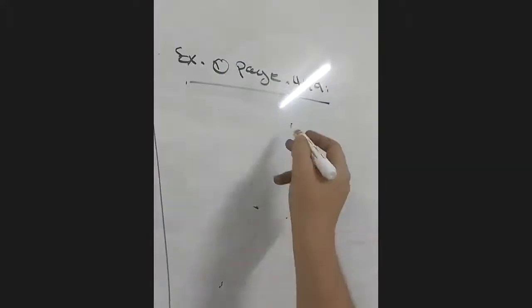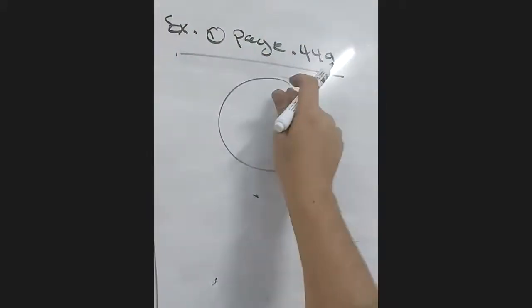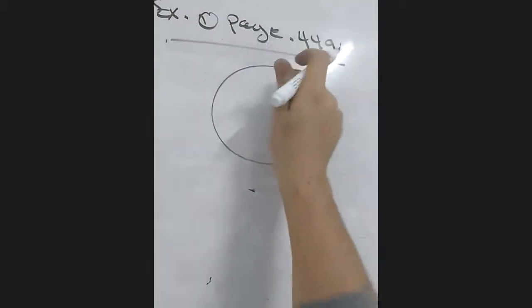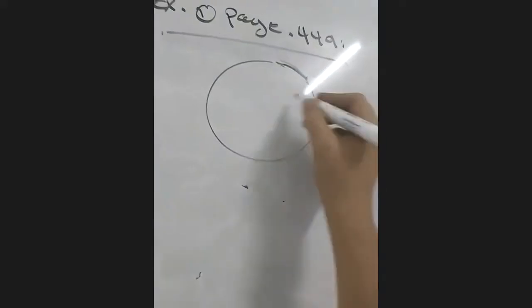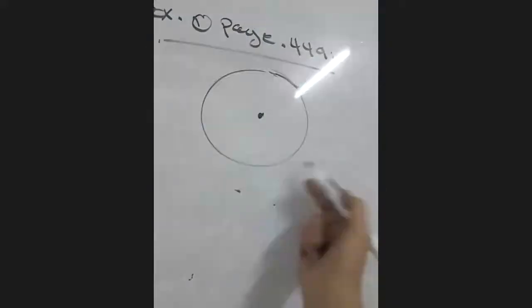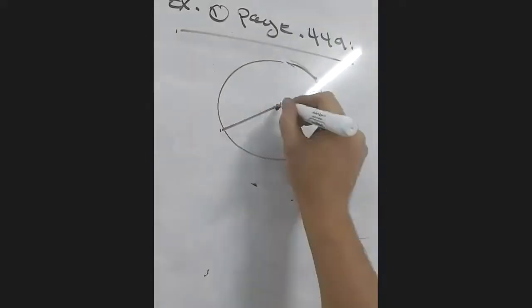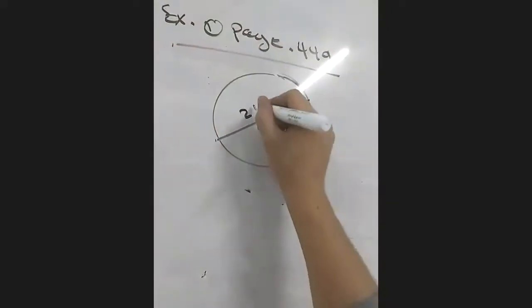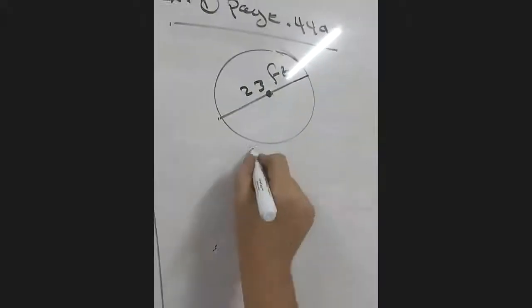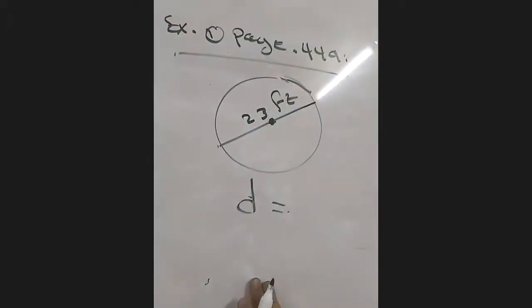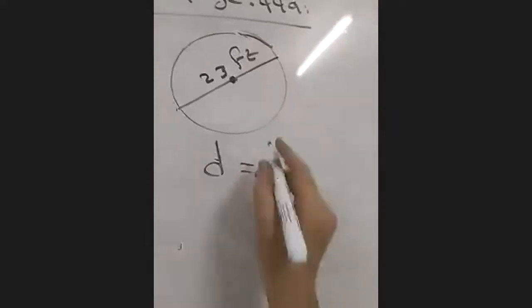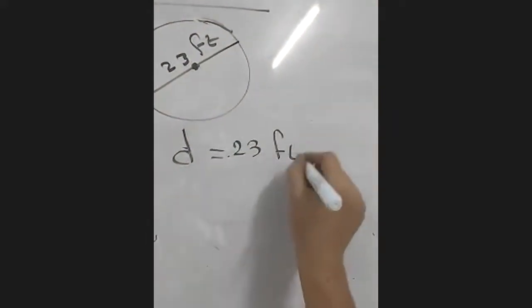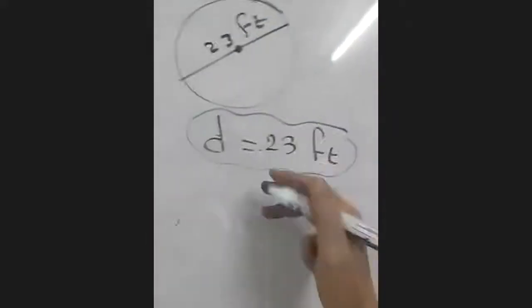They talked about the Big Ben clock. It's in London, you know that, I think. And they said that the diameter of the circle is how much? 23 feet. So the given is the diameter or the radius? The diameter, 23 feet. Good, this is given.